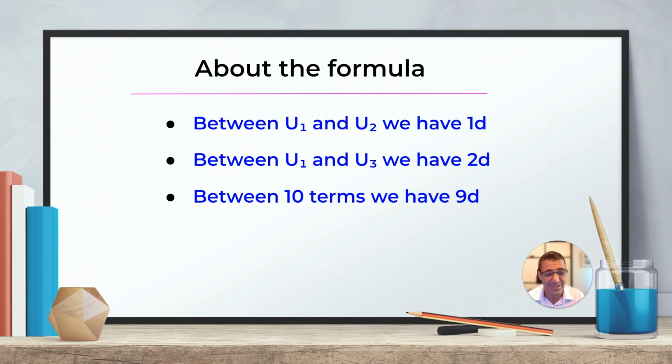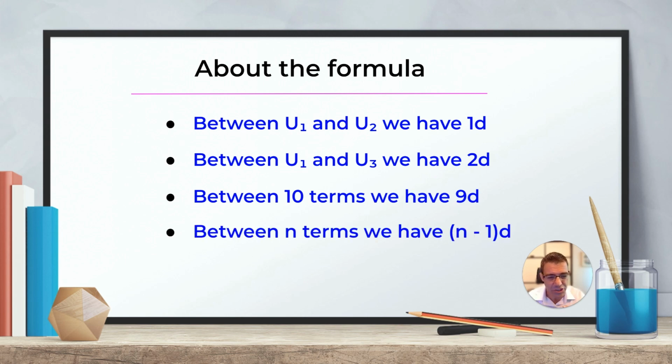So between the first 10 terms, if you're to think about U1 until U10, well, you would have 9 distances. This is a little bit difficult to wrap your head around. But between n terms, we have n minus 1 distances. Remember, the formula has this bit with the n minus 1 inside. So the formula is un equals u1 plus n minus 1 distances. There's one less distance than the number of terms. So if you had 100 terms, you've got 99 distances. You've always got one less distance than the number of terms.